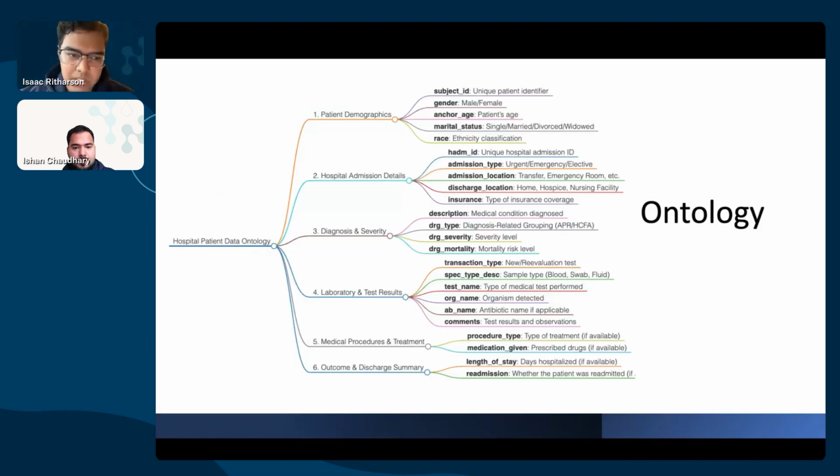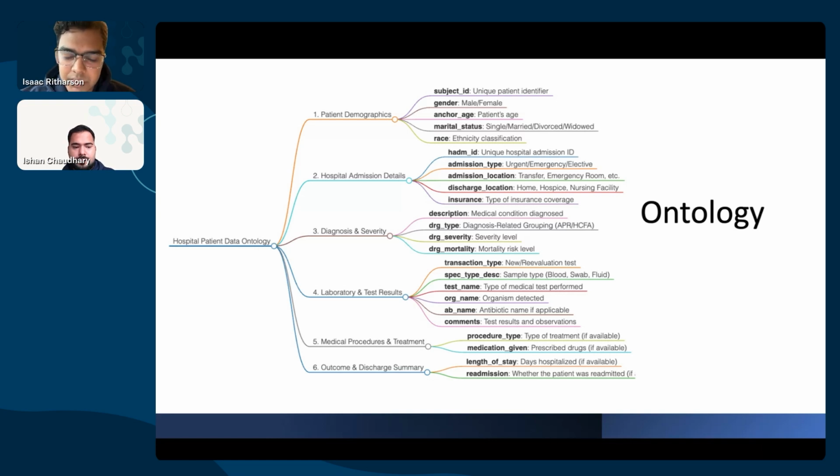So here is a simple ontology of the medical transcript. It has different information like patient demographics, hospital admission details, diagnosis and severity, laboratory test results, medical procedures and treatment.